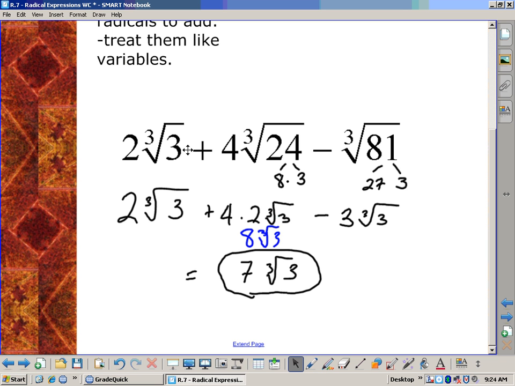So again, find the smallest, simplify all of the different radicals to the lowest terms, and then go ahead and combine all of those, just like you would with a variable.